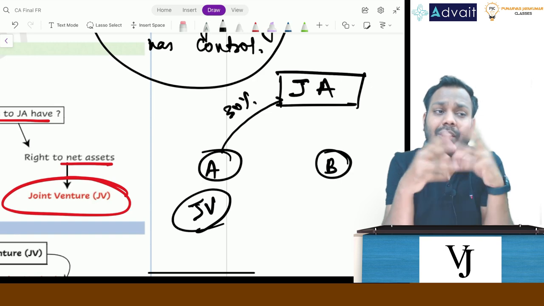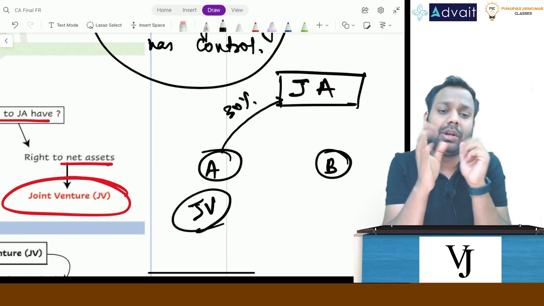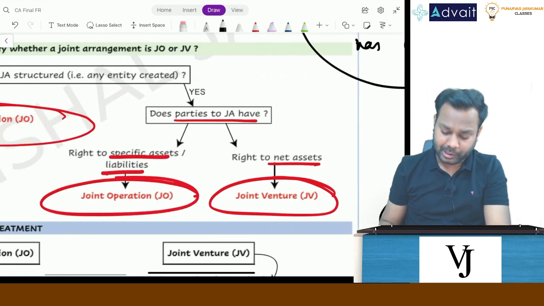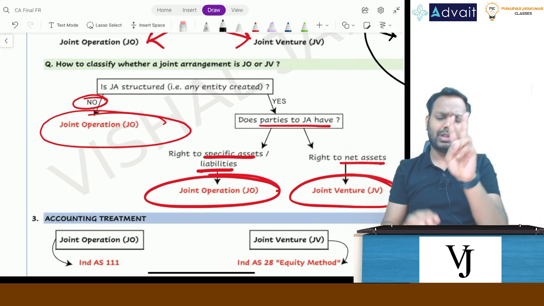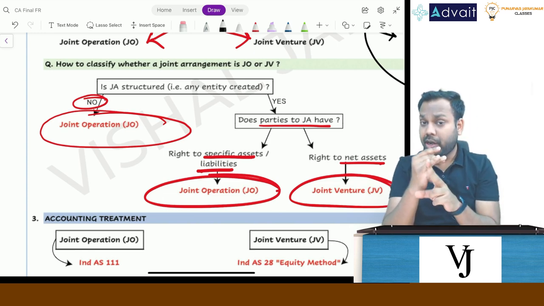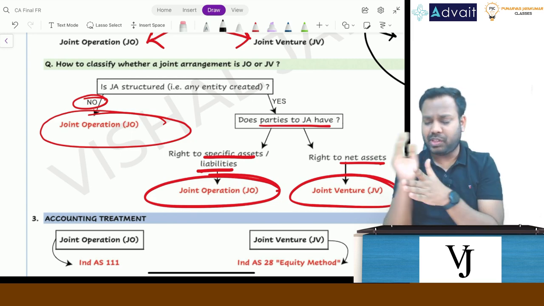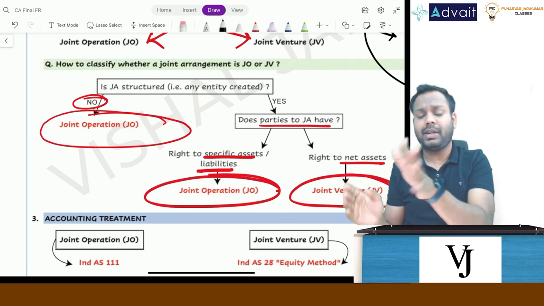Okay, joint venture means what? I have a right to net assets. Whatever are the net assets, I will take 30% of that. So that's what is called joint venture. Now, you have to analyze two things: is it structured or not? If not structured, joint operation. If structured, right to what? Right to net assets, a joint venture. Right to specific assets and specific liabilities, then it's a joint operation again.